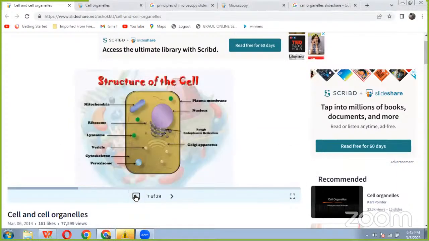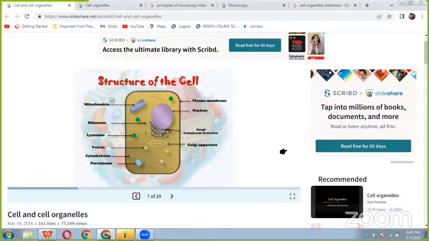Okay, this is the structure of the cell. The internal structure of the plant cell includes the mitochondria, ribosome, plasma membrane, nucleus, ER (endoplasmic reticulum), rough ER, smooth ER, vesicles, cytoskeleton, peroxisome, lysosome, Golgi apparatus. Mainly, the first one: the term cell was coined by Robert Hooke in 1665.